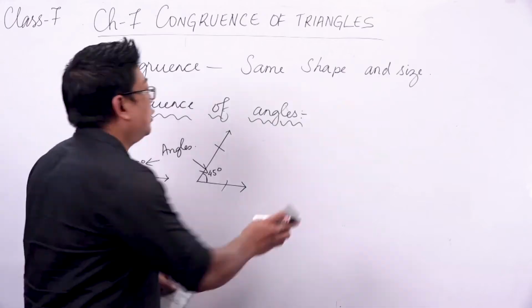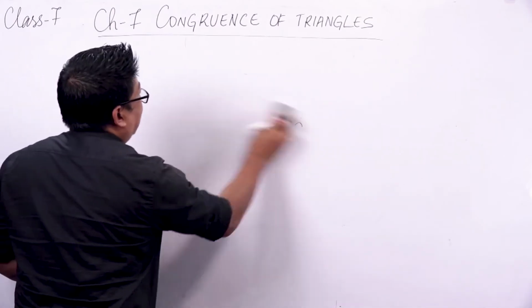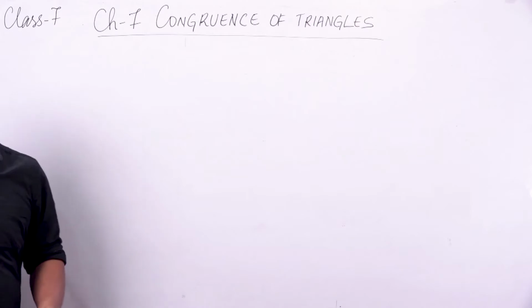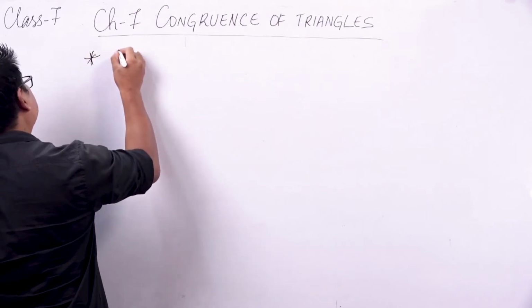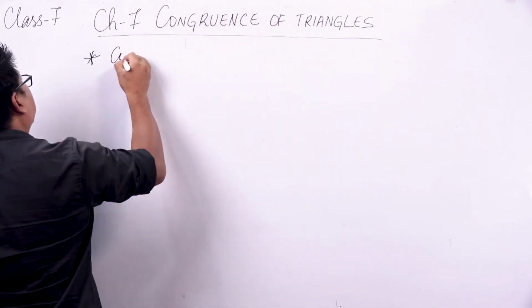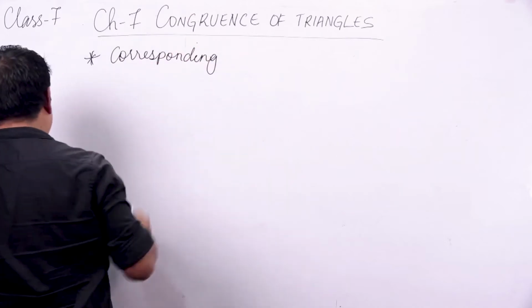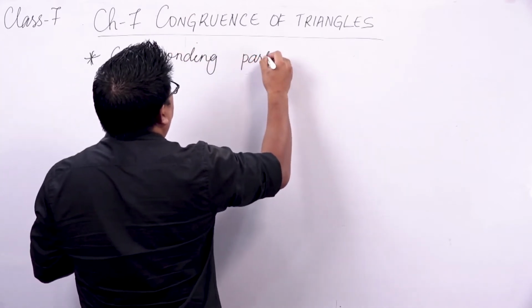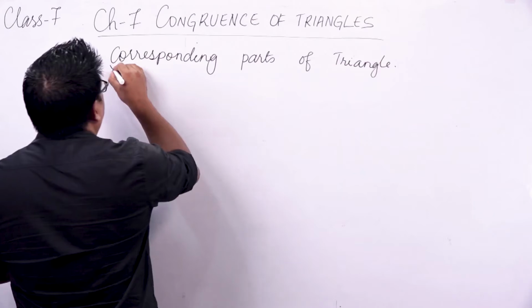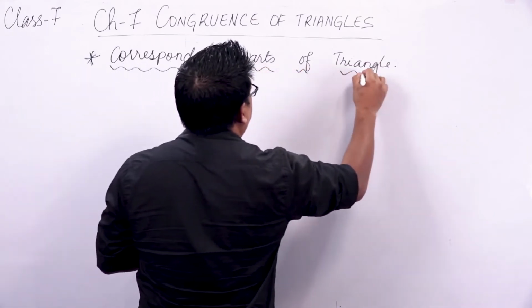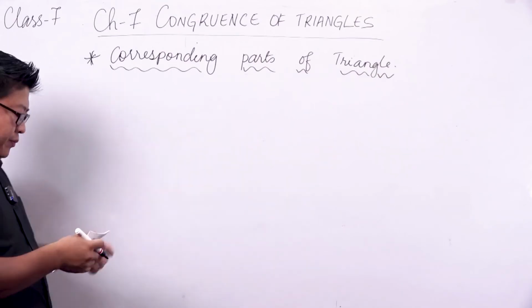Now, we will come to our main topic. Once you get the idea of congruence of all these figures, we will come to our main topic, that is congruency of triangles. In this topic, we will be coming across a certain word called corresponding. Corresponding parts of triangles. So this is our subtopic. This is very important, so please pay attention. Try to learn and understand the topic properly.